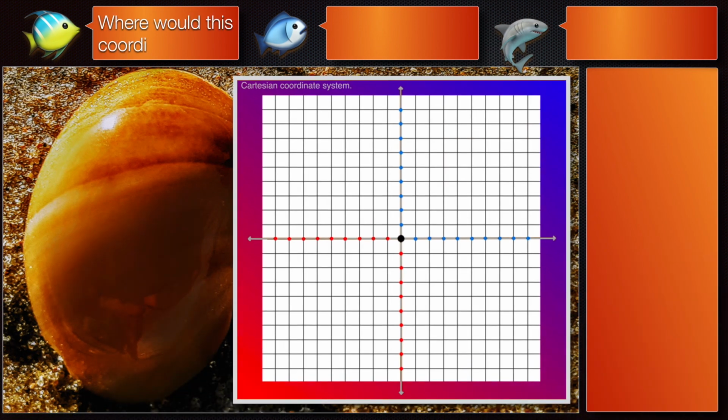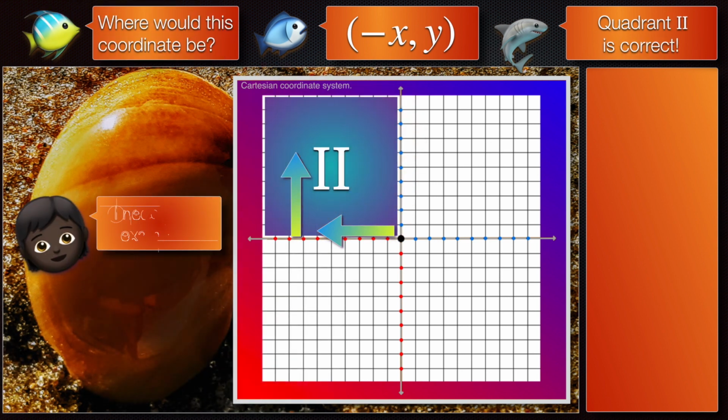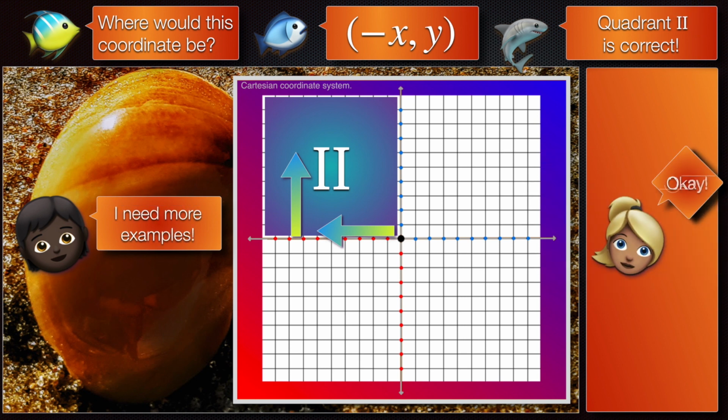There's our coordinate system again. I'm asking you, where would negative x, y be? So if a value for x was maybe 3 or 4 or 5, it would be negative 3, and then the y is positive. So where would that coordinate be? Negative x would be that direction from the origin. Positive y would be up. And quadrant 2 is the correct answer for that one. And that's just one example. Let's look at a few more of those.